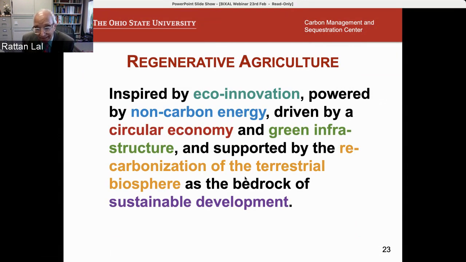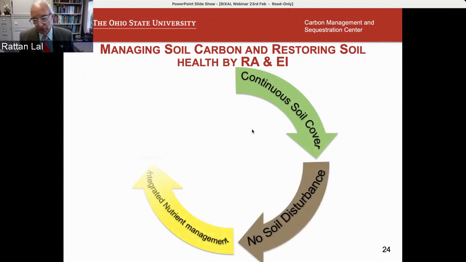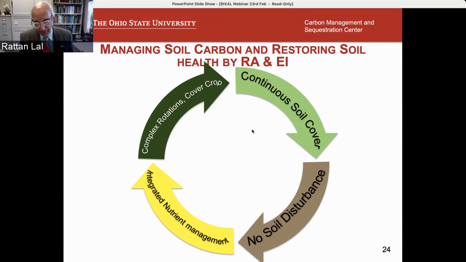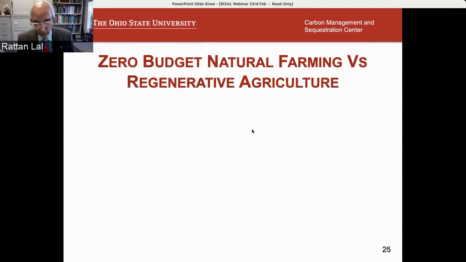So any practice that will recarbonize the terrestrial biosphere based on ecological intensification, based on non-carbon energy, and driven by a circular economy, it does not mean no input. I want to come back to that in a moment. No input is not what we are talking about. And this concept is based on continuous soil cover, soil never left bare, no soil disturbance, integrated nutrient and pest management. Remember, integrated. It does not say zero. Complex rotation and cover crop so that we can produce more from less. More from less. Less means judicious use, reduce waste.